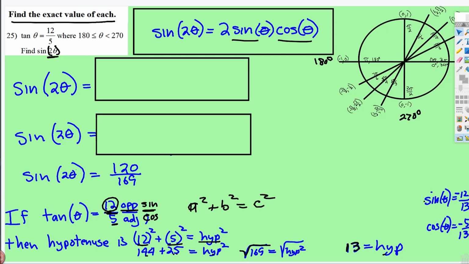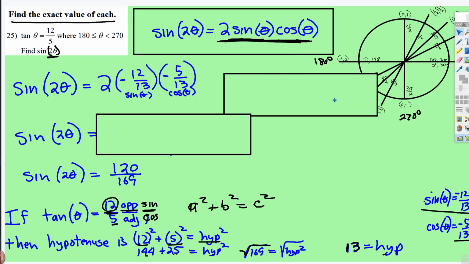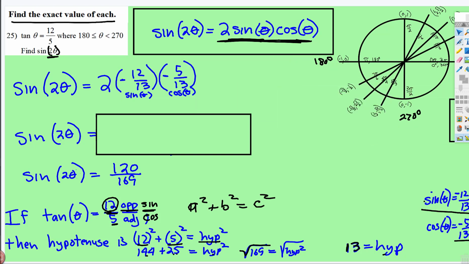All right, so now that we know our sine and cosine, we can plug those values into the identity. You can look at your identity sheet under the double angles. You'll see for sine double angle, it's 2 times sine times cosine. We're going to plug those values in. So 2 times sine is negative 12/13. Cosine is negative 5/13.